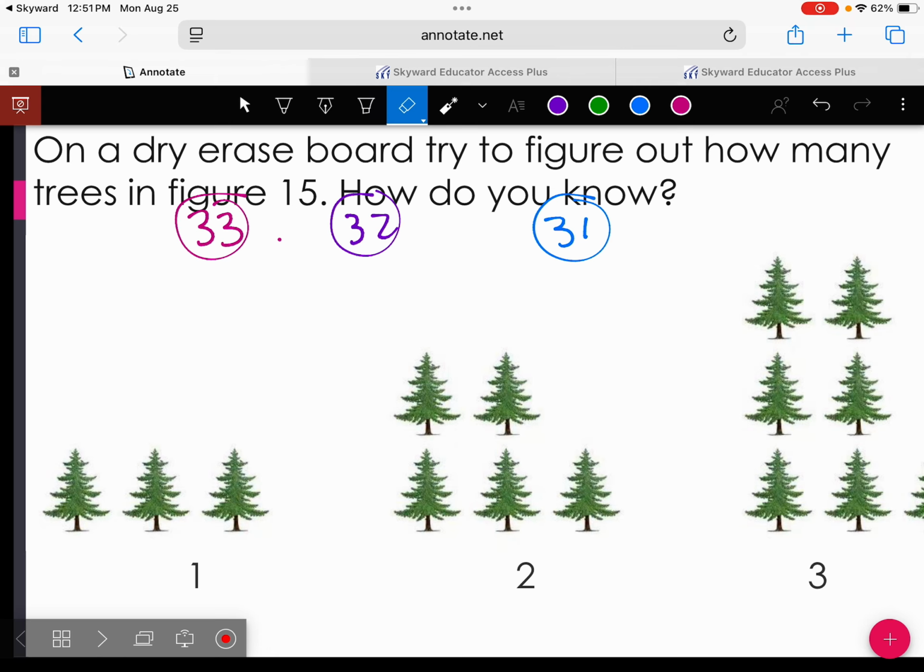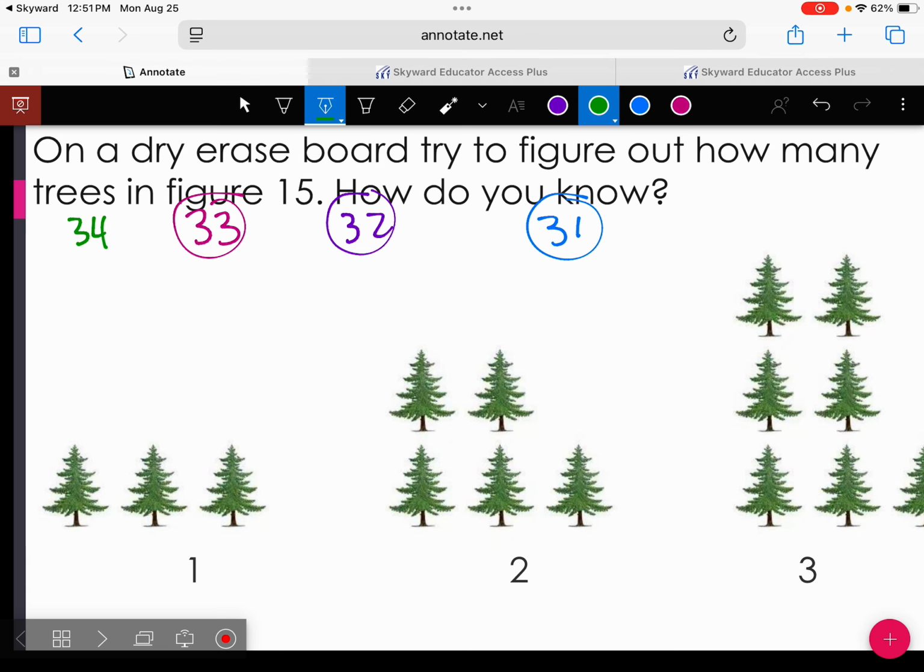What do you think? We now have 3 options up here. He said 34. 67? It is not going to be 67. Oh man, 300?